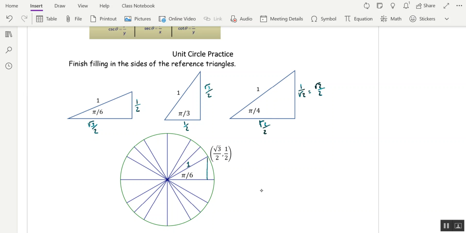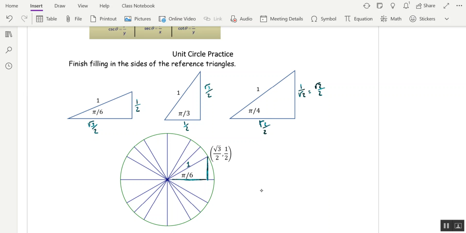So to fill in your unit circle, for example, here we have the angle pi over 6. So if I drop a perpendicular down to the x-axis, I get the reference triangle. I know its opposite side is the shorter side. That's the y-coordinate. So y is a half, and I know this adjacent side here is the longer, and so that has length root 3 over 2.